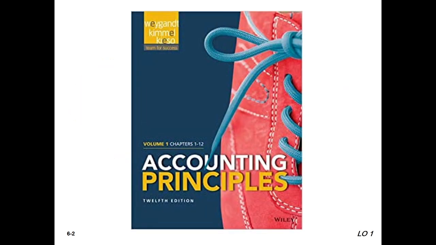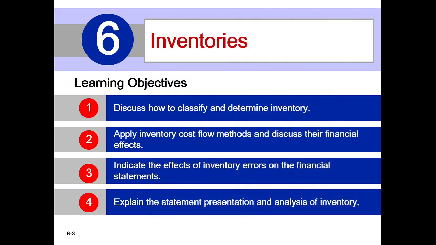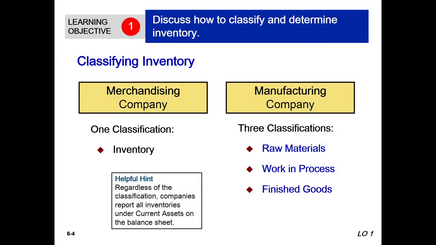Just we are following this book. Today's lecture is on inventories. We have learning objectives here, as you have seen. We have 4 learning objectives of this chapter, inventories. Discuss how to classify and determine inventory. We will discuss this subtopic. That means discuss how to classify and determine inventory. Okay. So here learning objective 1, discuss how to classify and determine inventory.